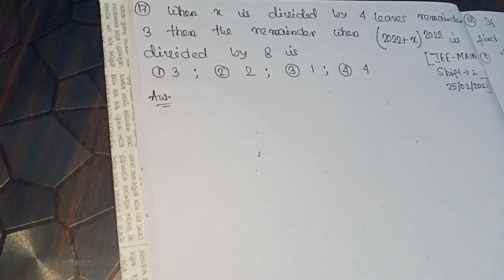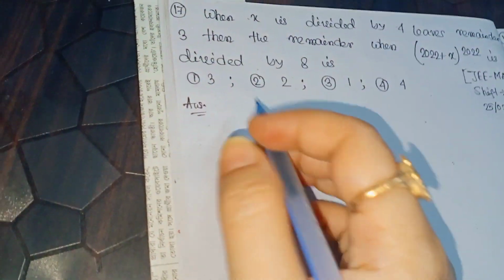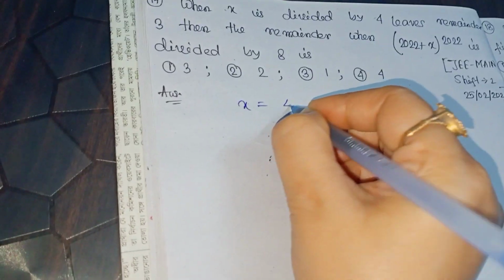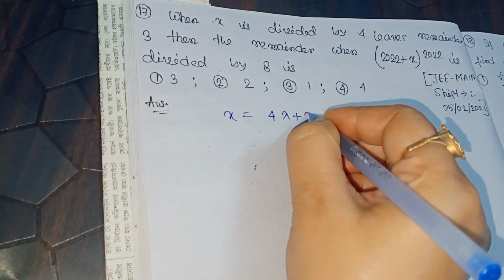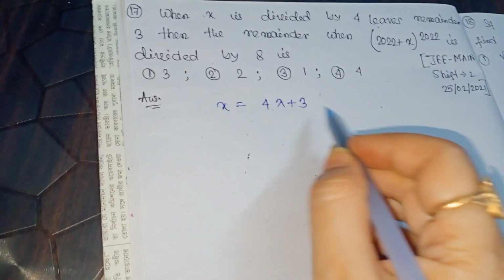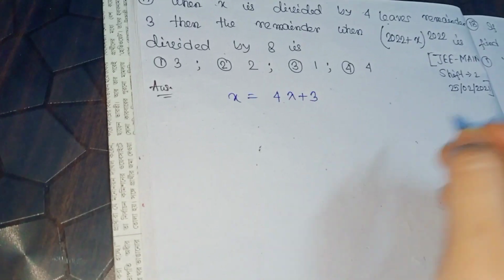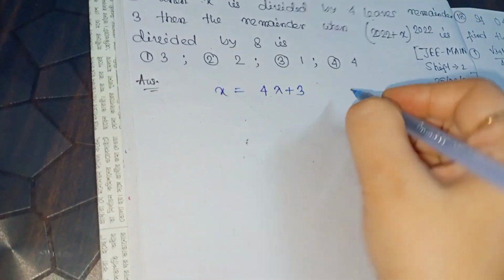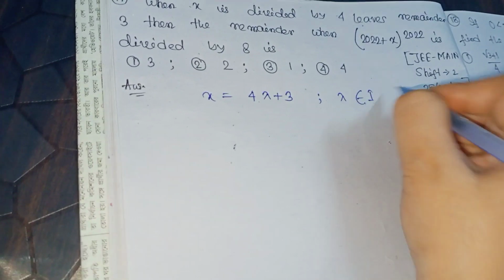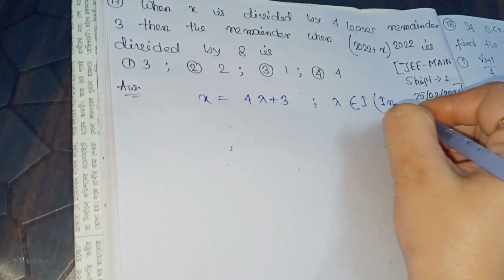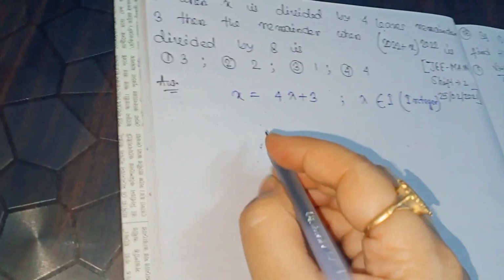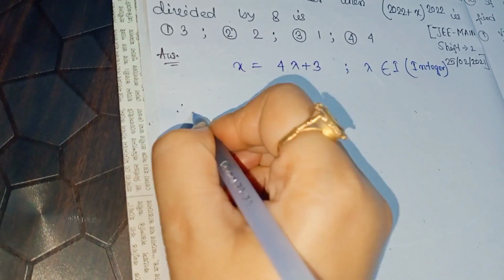Four options are given. So at first let's think x is equal to 4 lambda plus 3, as x is divided by 4 and leaves remainder 3. So x is equal to 4 lambda plus 3, where lambda belongs to I, integer.